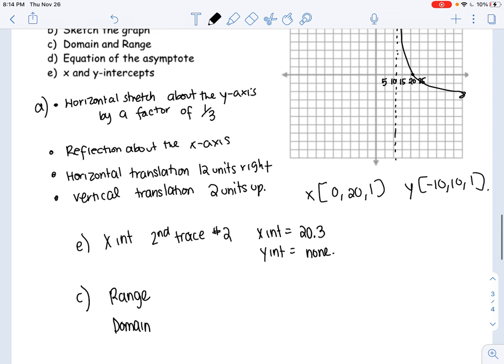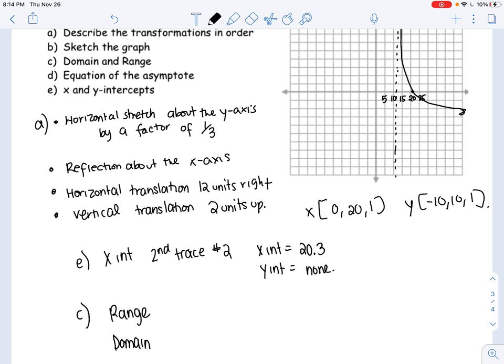So the domain for this will be x such that x is greater than, and not equal, so greater than 12. Okay, so we know that it's going to be greater than that vertical asymptote, but it doesn't touch that vertical asymptote. And your range for logarithms is usually y such that y is an element of real numbers.